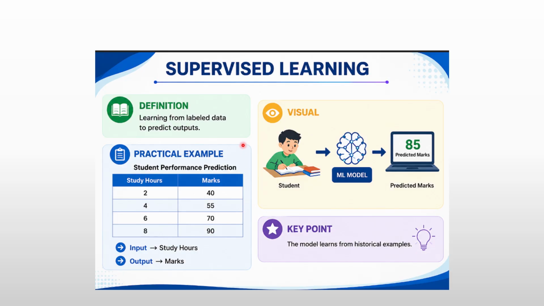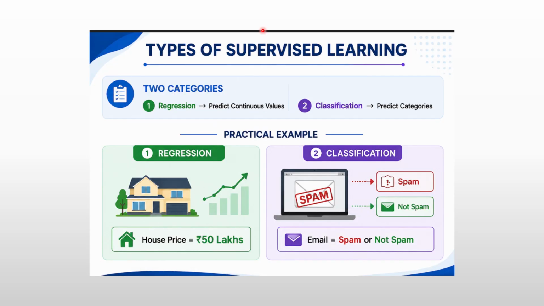Various algorithms are there. Now we are going to see our concepts in supervised learning algorithms. A student studying 2 hours gets 40 marks, 4 hours gets 55 marks, 6 hours gets 70 marks, and 8 hours gets 90 marks. In a similar way you can see various types.